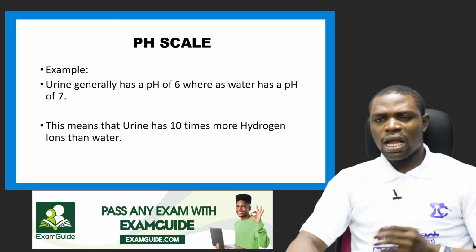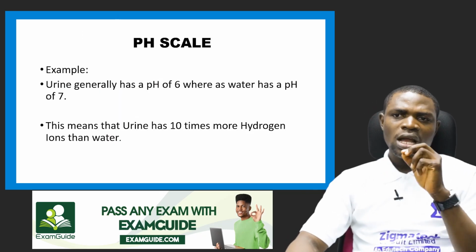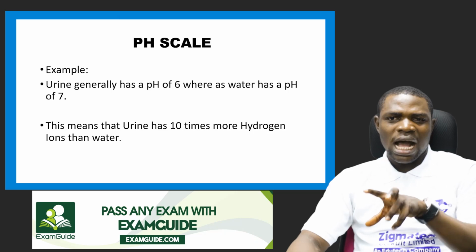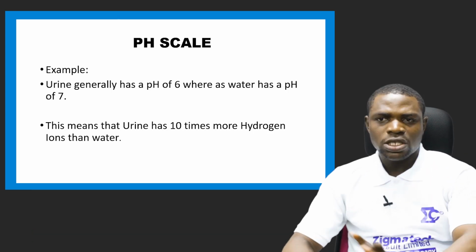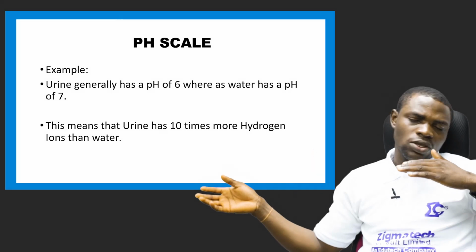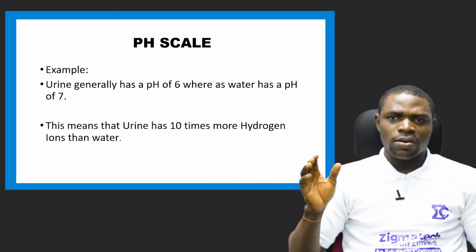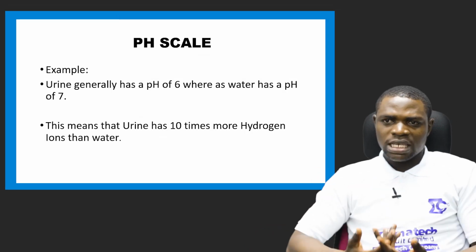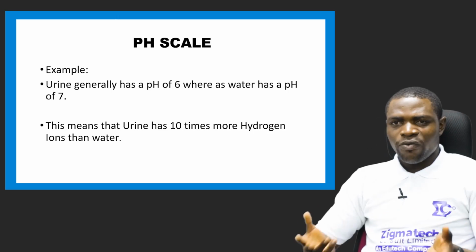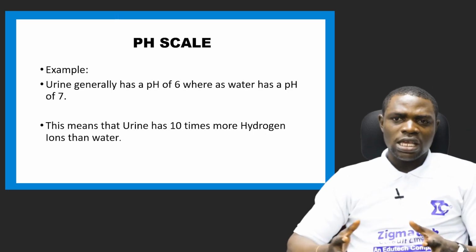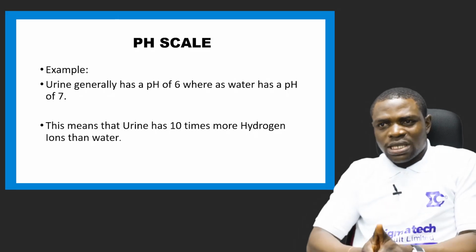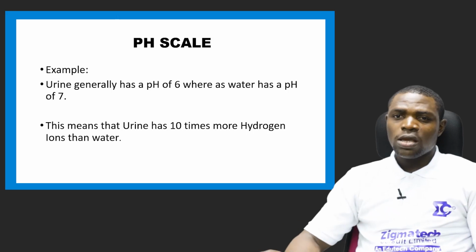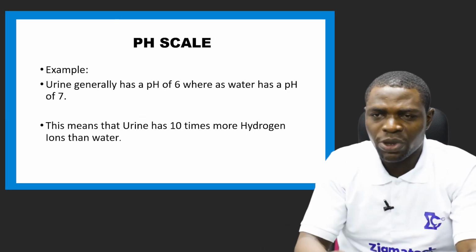Now let's go further. Like I said, urine generally has a pH of 6, whereas water has a pH of 7. It means that water is neutral, it's neither acidic nor basic. I've seen this question in an external exam. So water is neither acidic nor basic. It's a neutral substance. That's why we can take in water, and among the solvents in chemistry, we generally refer to water as a neutral substance with a pH of 7.